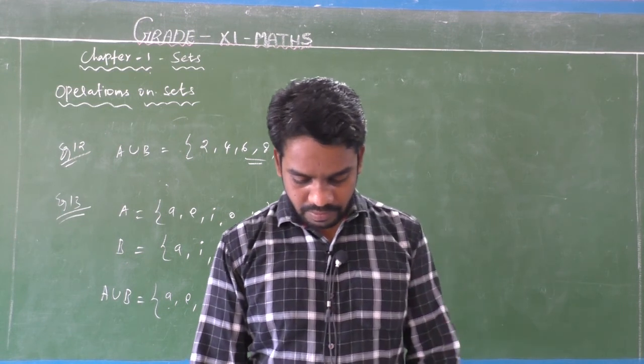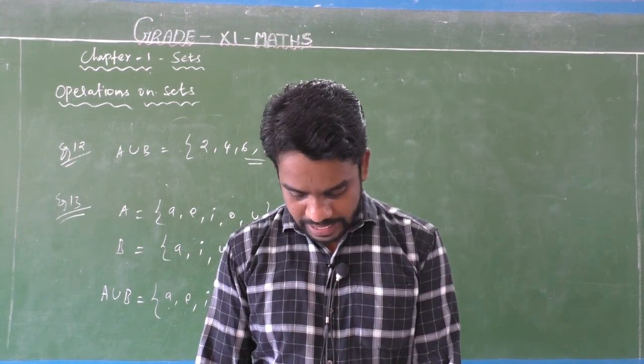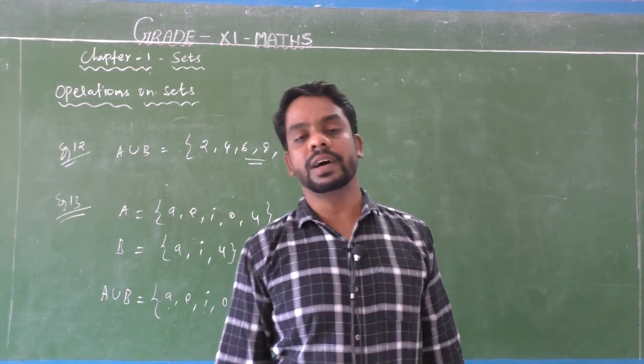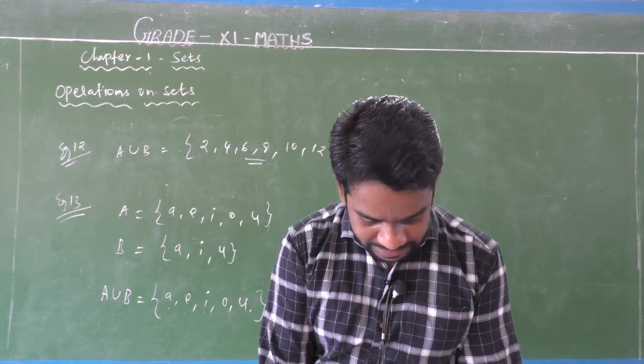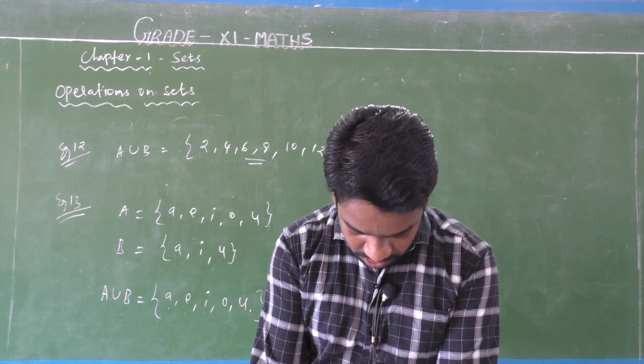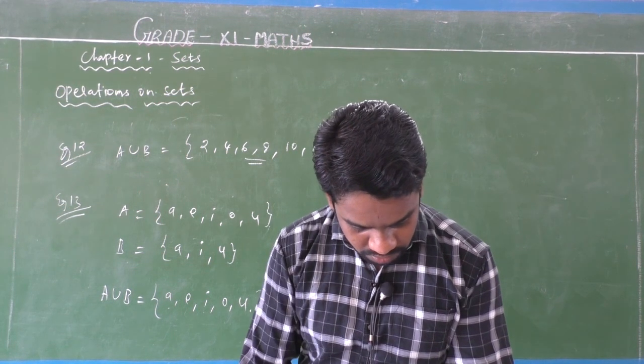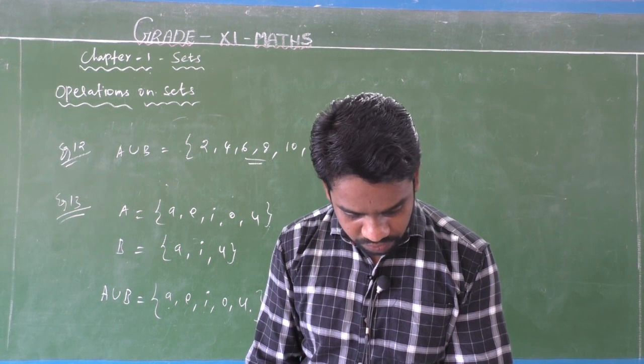Next, exercise number 1.4. Exercise 1.4 has 12 sums. The union-based sums are 1 to 4. Okay?